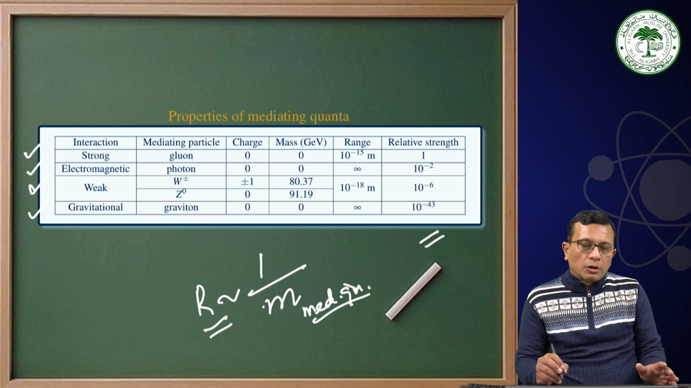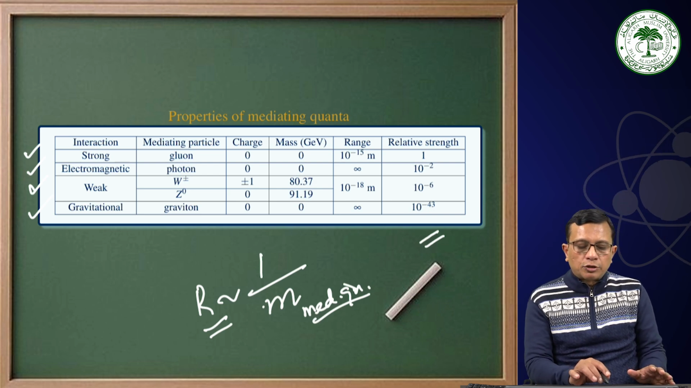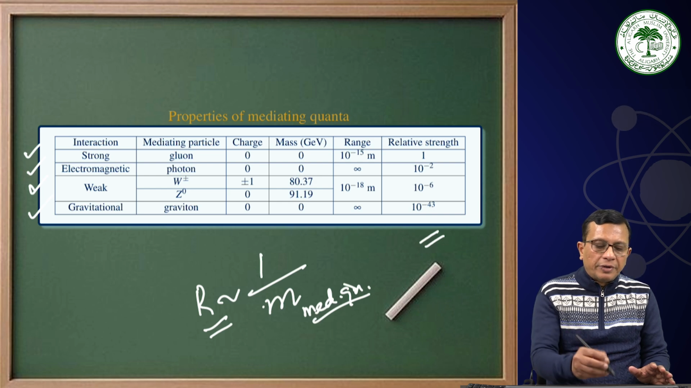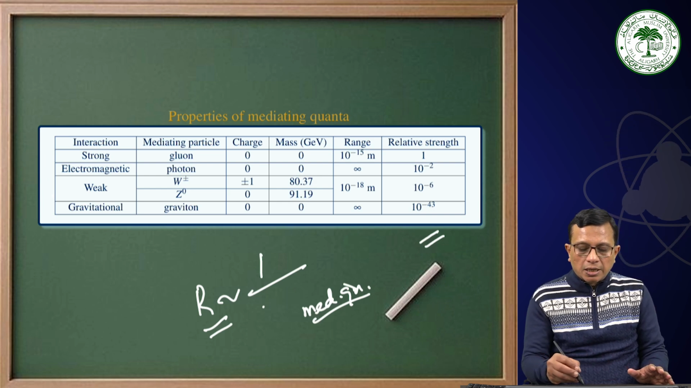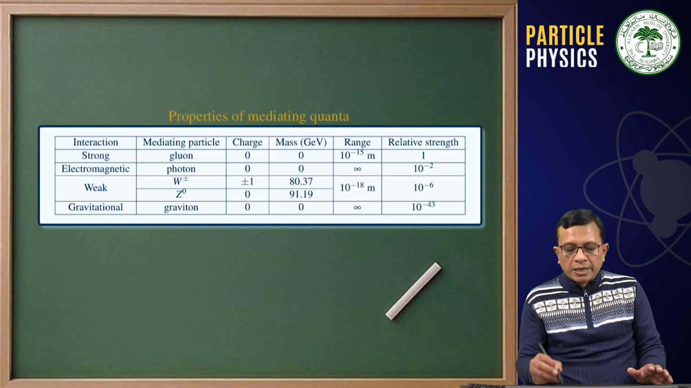Moreover, in the standard model of particle physics, we have only 3 interactions: strong, electromagnetic, and weak. Therefore, we don't talk about the gravitational interaction. We only talk about strong, weak, and electromagnetic interactions.